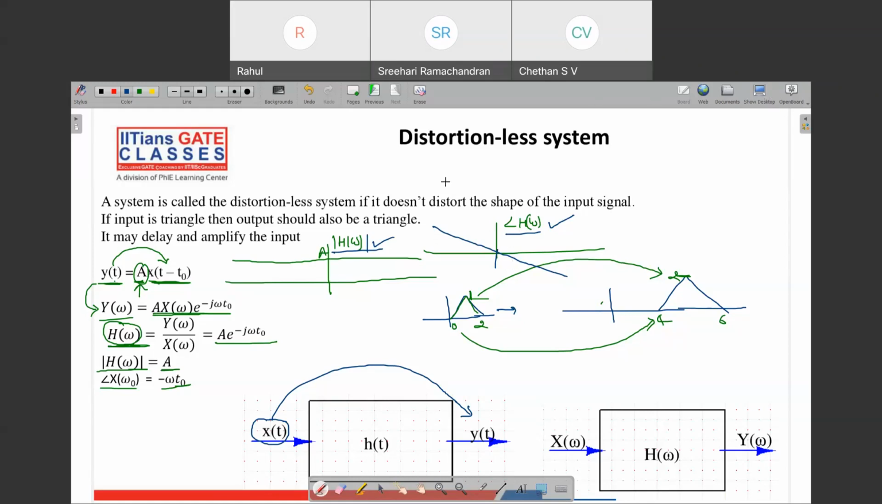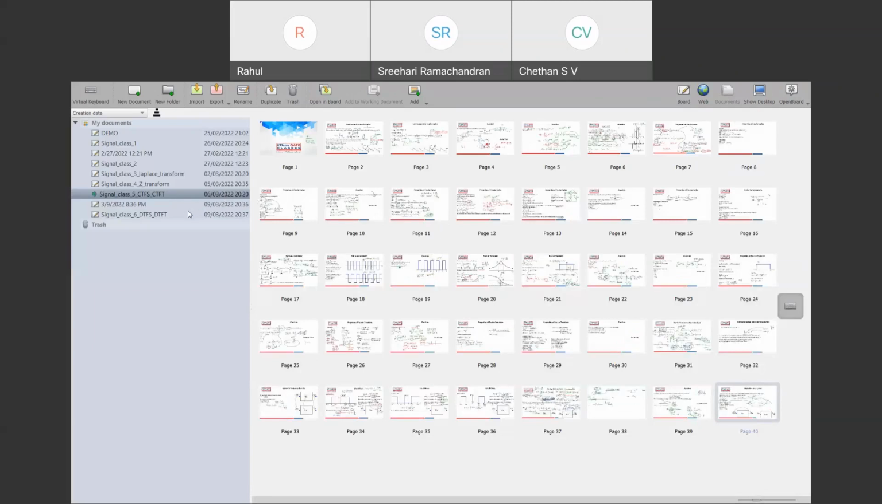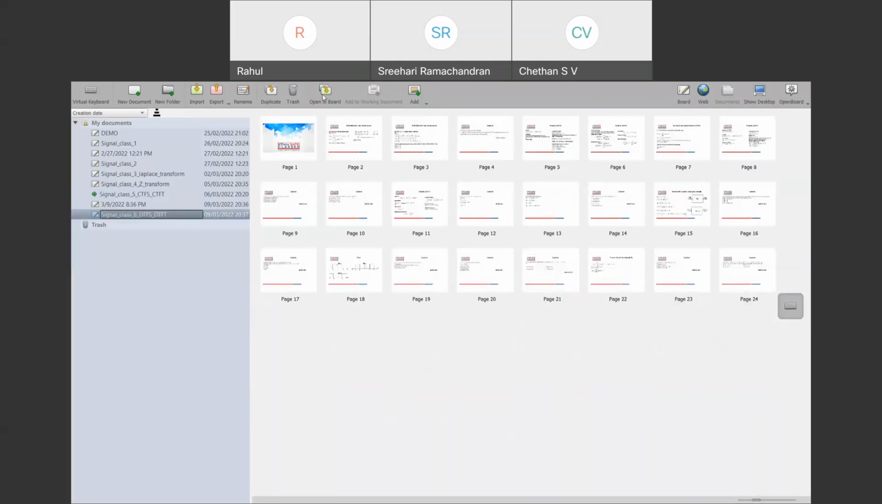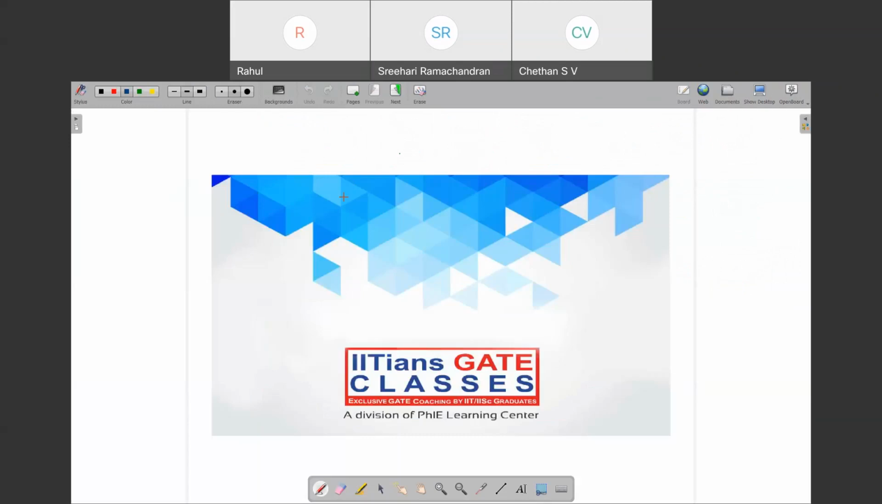Okay, with this the Fourier transform is over. I will start a new topic, that is the discrete time Fourier series, and then we'll go to the discrete time Fourier transform.